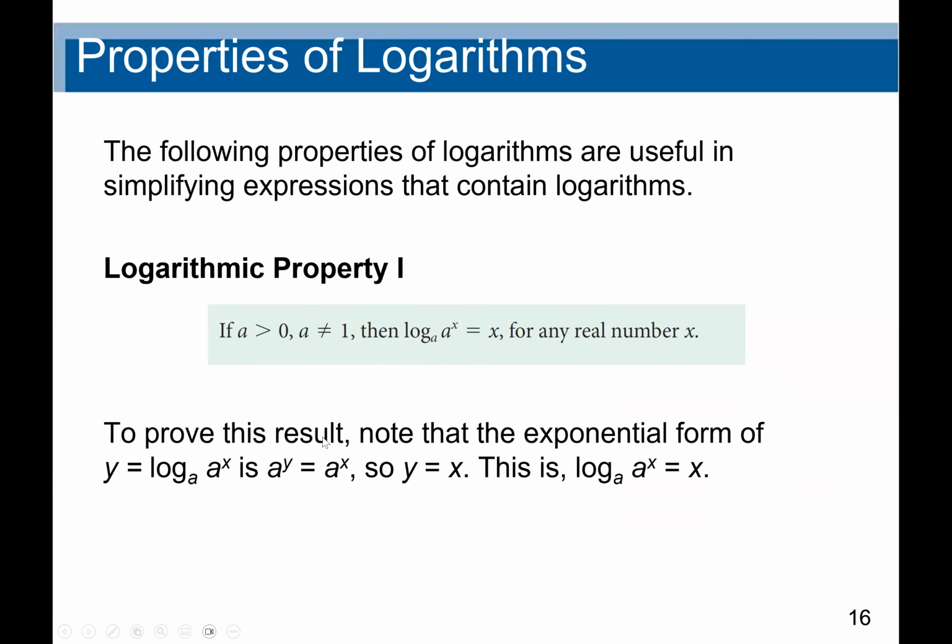Now let's look at our first log property, property 1. It states that log base a of a to the power x will give me x, because we have a for the base of the log, and also we have a. So more or less like we cancel a and a, then we get x.